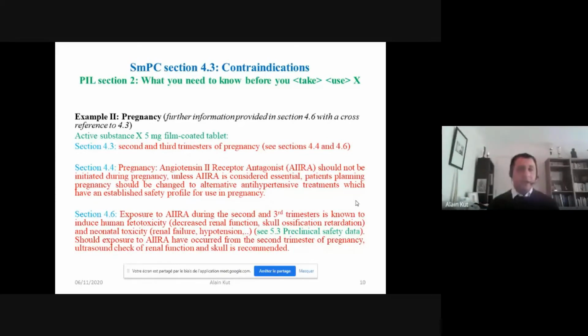And then the advice given here is that should exposure have occurred from the second trimester of pregnancy, an ultrasound check of renal function and the skull is recommended. So you see, we have 4 sections in which the same information is cross-referenced.